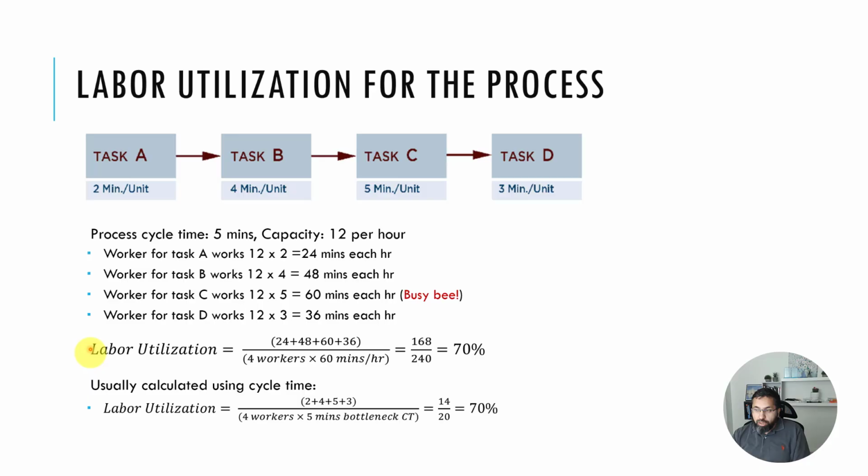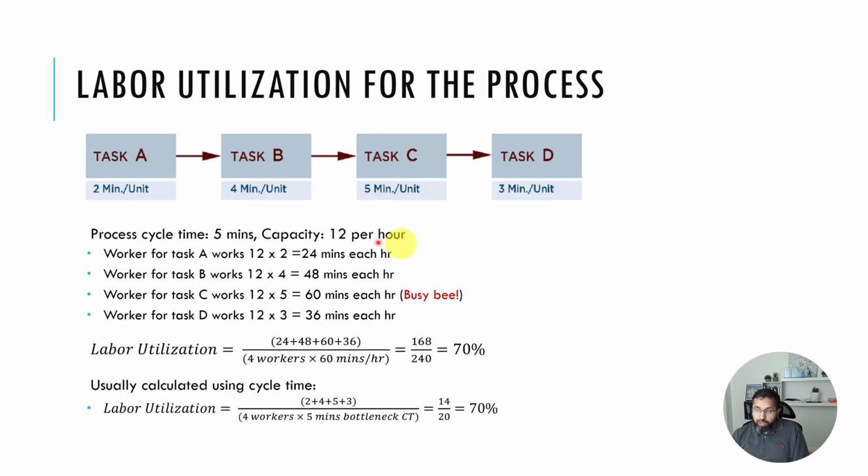Okay. The other way to calculate is to look at how much time each task is going to work in an hour. So you take the capacity of the whole process, which is the capacity of the bottleneck, which is 12 per hour, 60 over 5.